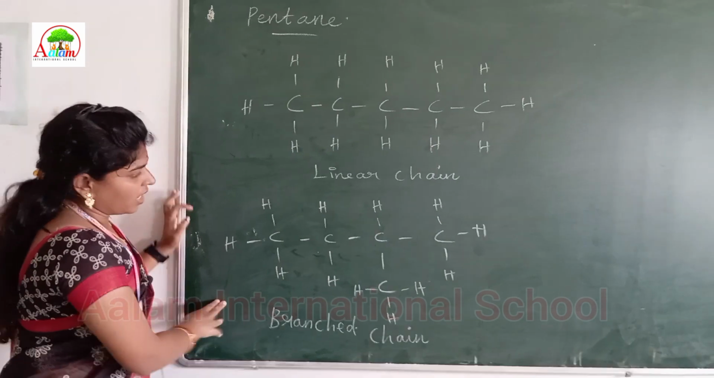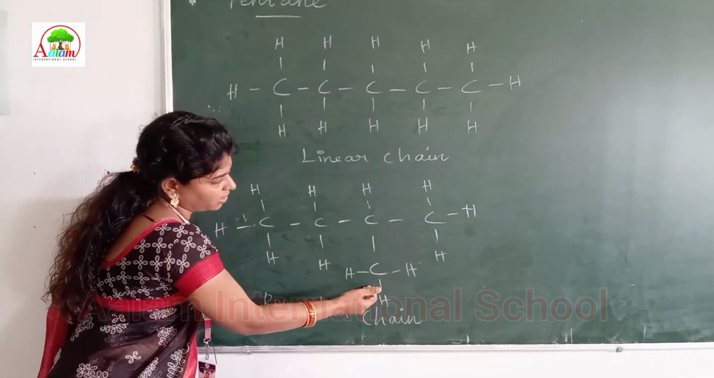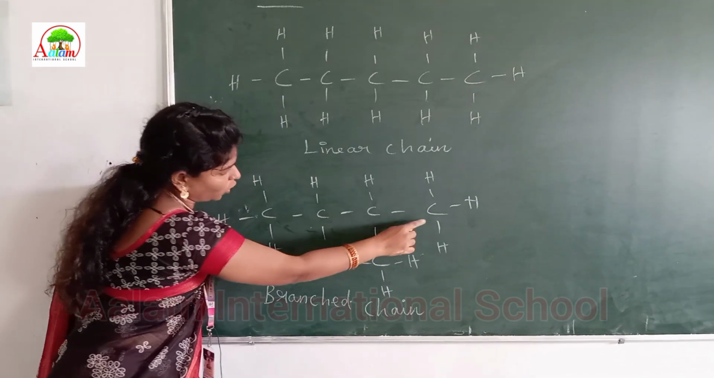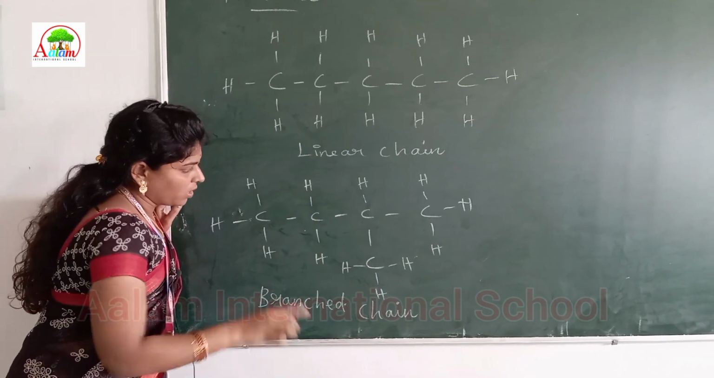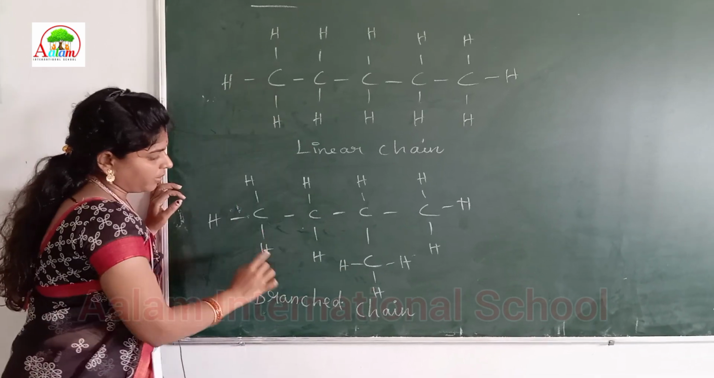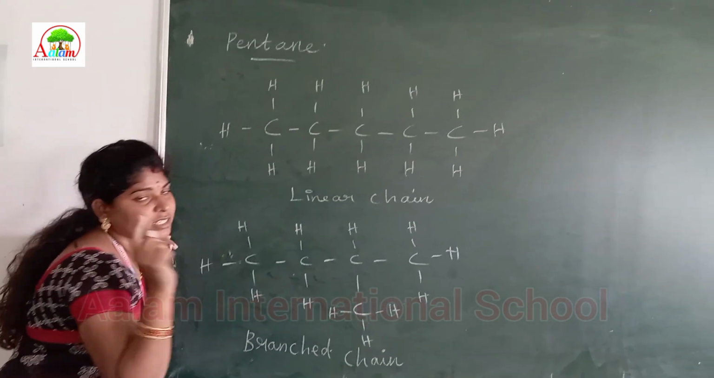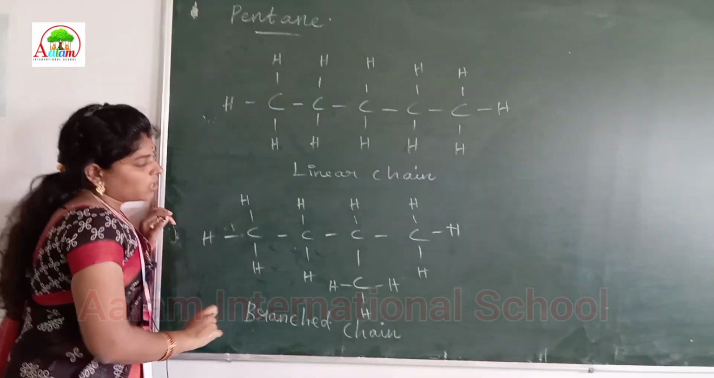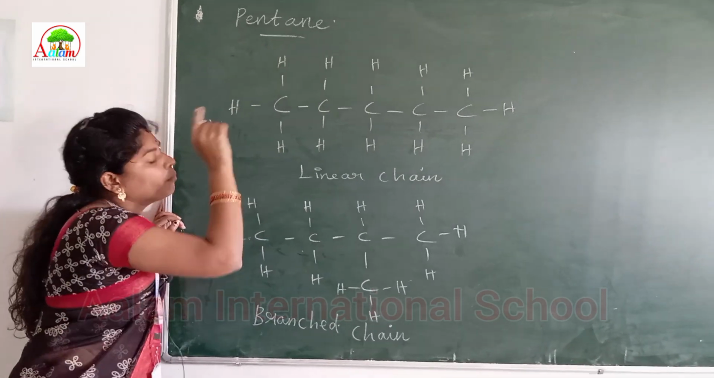Next, the branched chain: the same formula, but it consists of a branch. At the top I have given 4 carbon, and at the bottom I have given 1 carbon. So totally we have 5 carbon, and 5 in the sense pent. Between the carbons we have single bonds, so the suffix will be ANE. So pent plus ANE gives the organic compound name pentane.